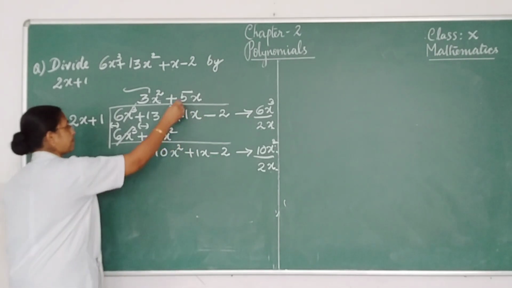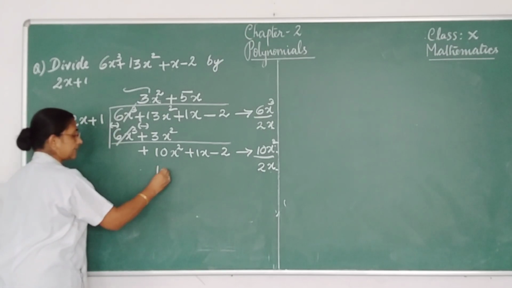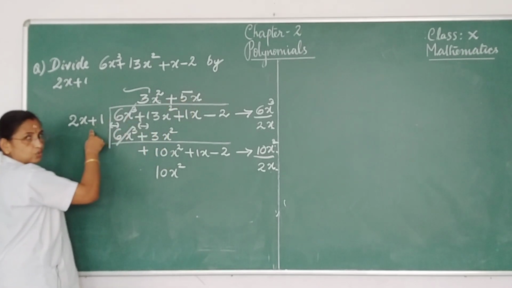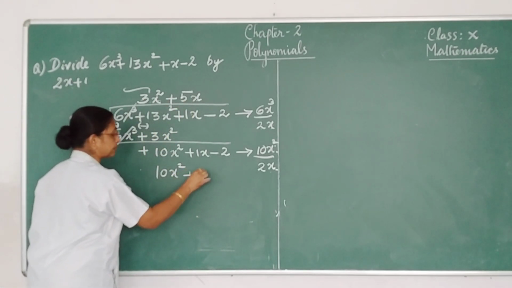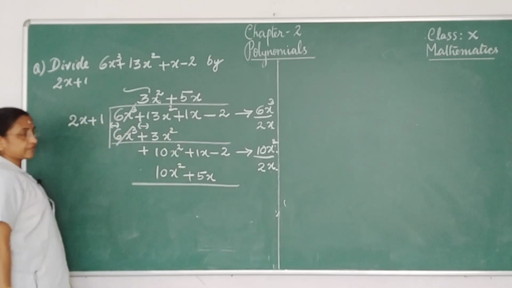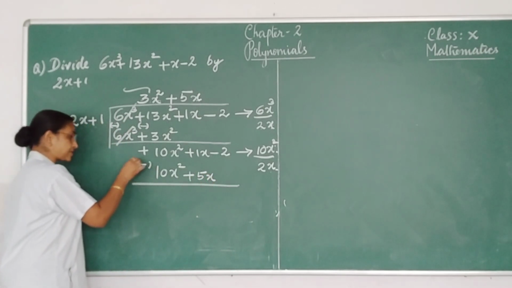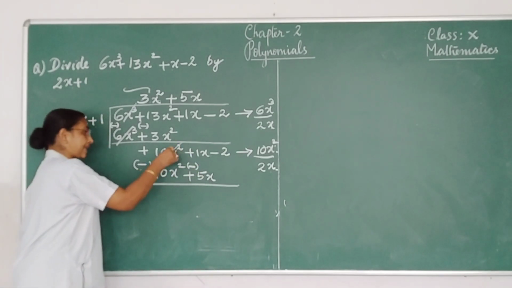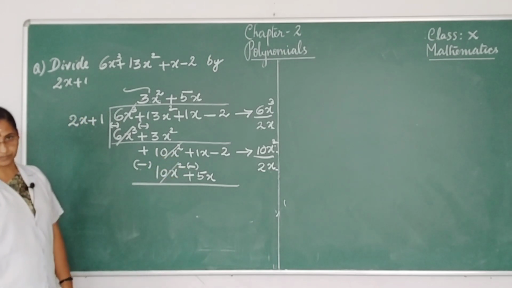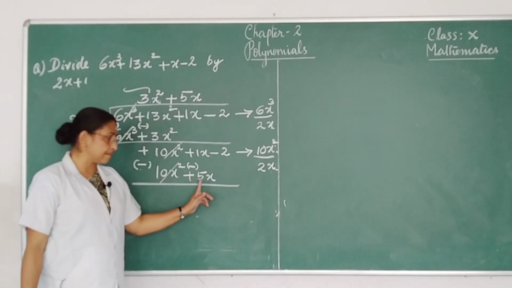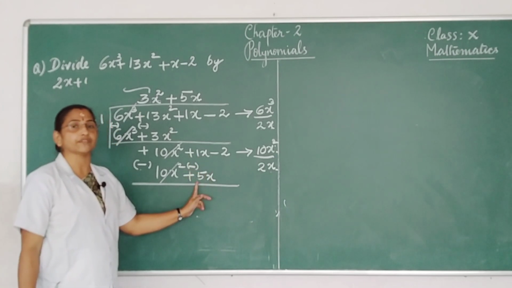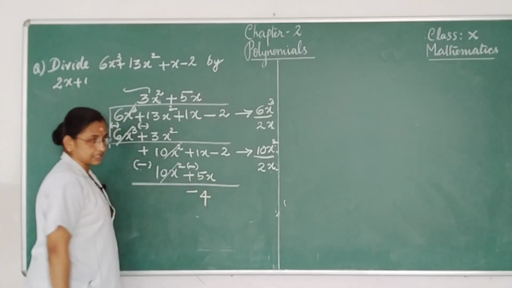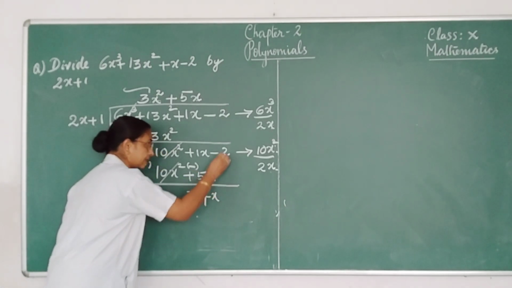We can multiply, plus 5 into 2, plus 10x square. X into x is x square, plus 5x into 1, plus 5x, that we need to write below the x term. After writing, we need to change the sign of the below expression: plus becomes minus, plus becomes minus. Now, plus 10x square minus 10x square will cancel. Look at the sign: plus 1 minus 5, different sign. Subtract, larger minus smaller and put the sign of the larger. So, minus 4x, then minus 2 here.